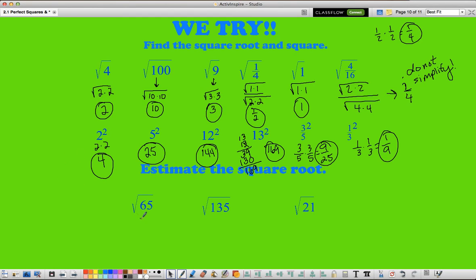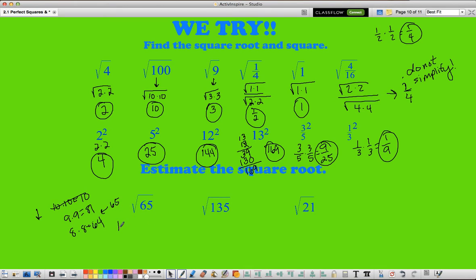So here we have 65. Well, I can do a couple of things here. I know that 10 times 10 is 100. So I know that whatever it's between has to be less than 10. And I know that 9 times 9 is 81. So I'm still going down. So it's not going to be between 10 and 9. Again, we just continue to guess and check. I know 8 times 8 is 64, and I know 65 fits right between there.